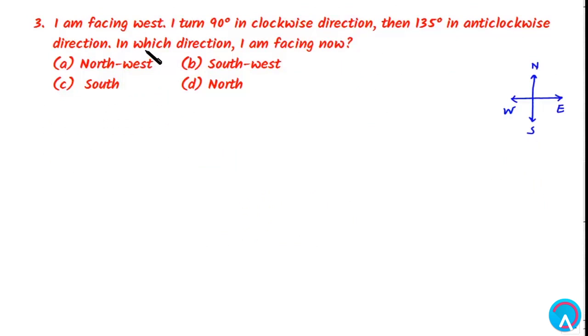Let's do question number 3. I'm facing west. I turn 90 degrees in clockwise direction, then 135 degrees in anti-clockwise direction. In which direction am I facing now? So here we have to find the final direction in which the person is facing. These are the options. Let's see which is the correct option. So the correct option here is option B, that is southwest. Let's see how we arrive at the correct option.